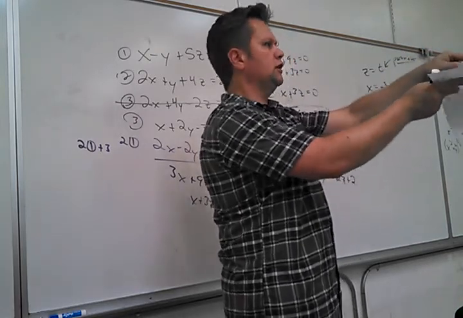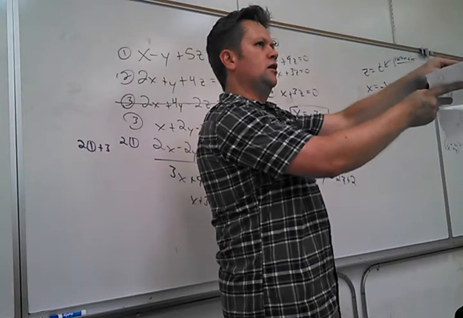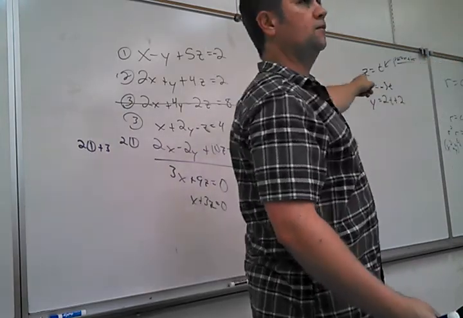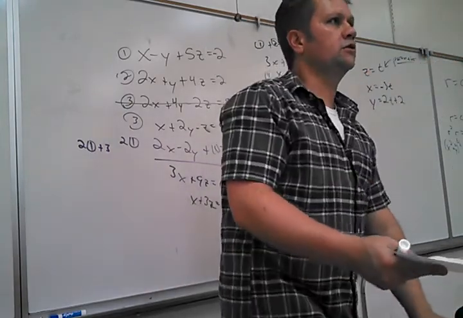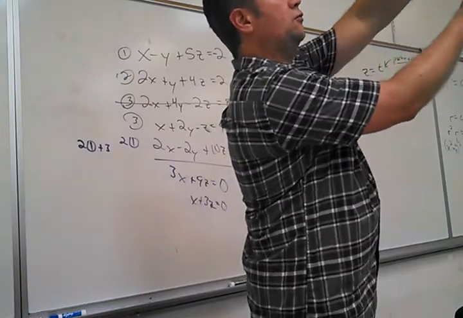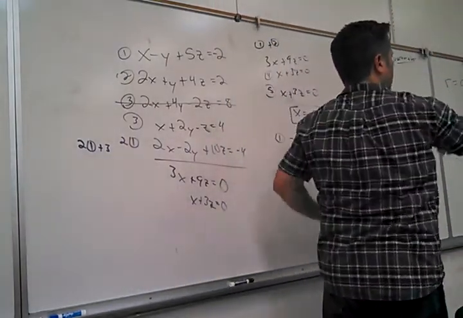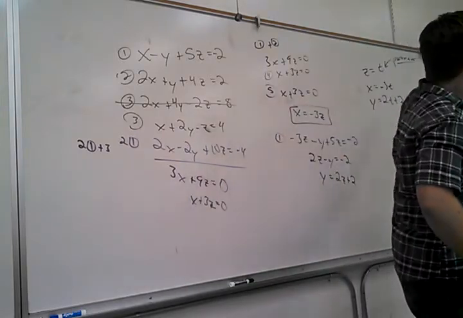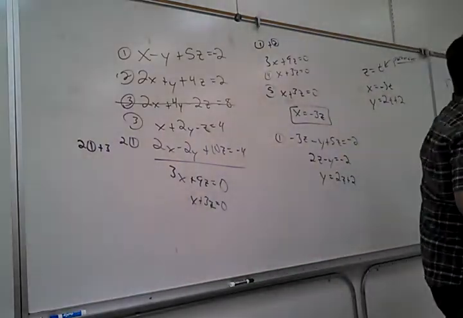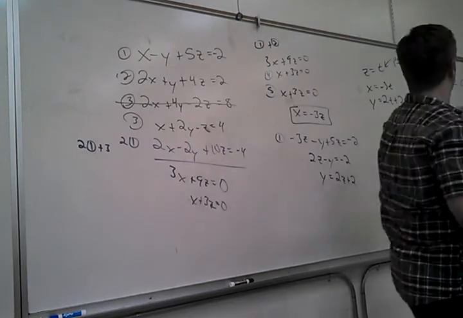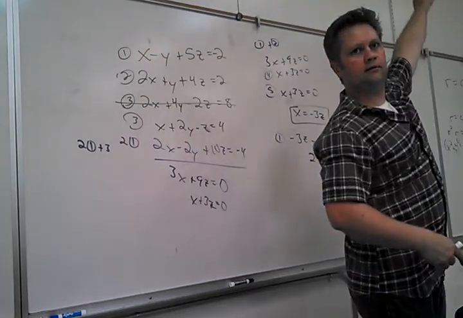Are you guys cool with it? So I really just have 2 pieces of information. Did I get a single answer? No, I got an infinite number of answers, and those answers are the line where those 2 planes meet. If I have this plane and that plane, they meet at that line. So this is the equation for that line.